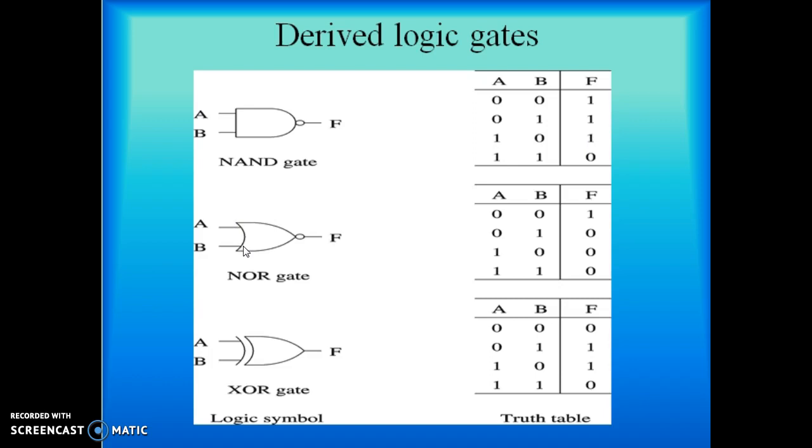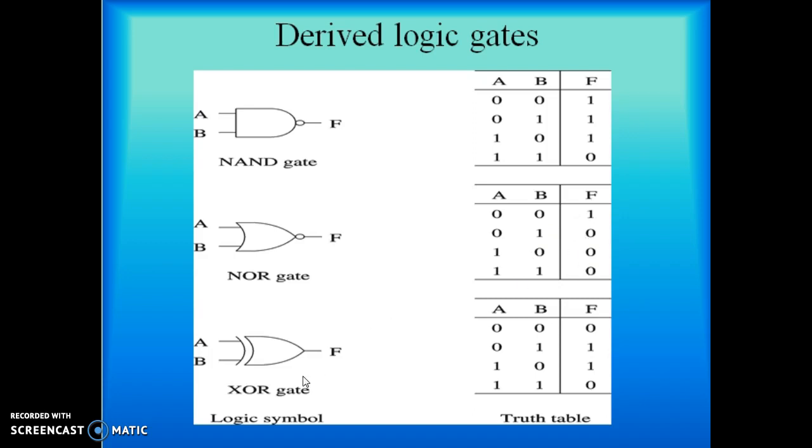Similarly, NOR gate is inversion of the OR gate. It is also having two or many inputs and single output. It is negation of OR, so output is high only when all the inputs are low, and if one of the input goes high, output goes low.